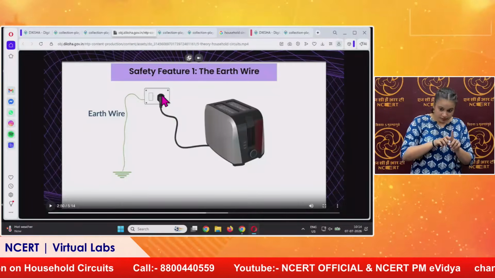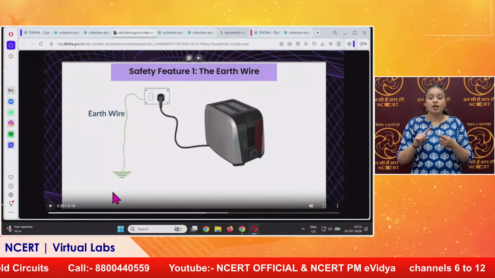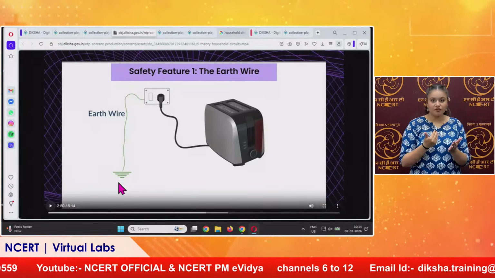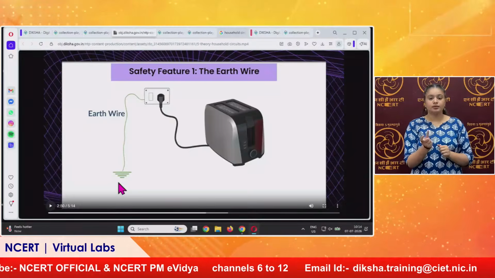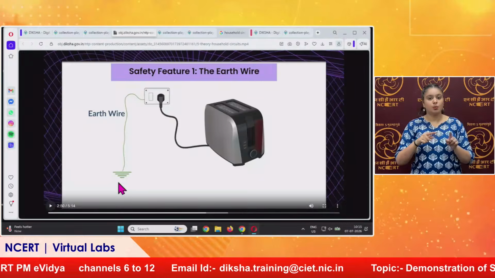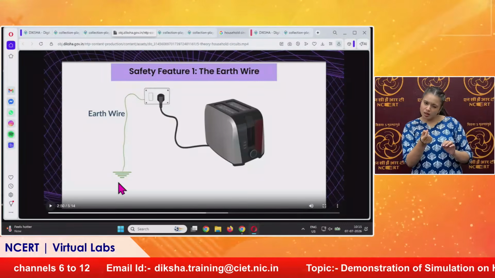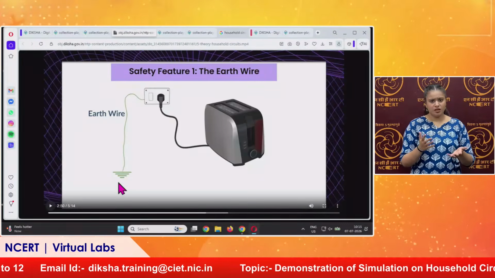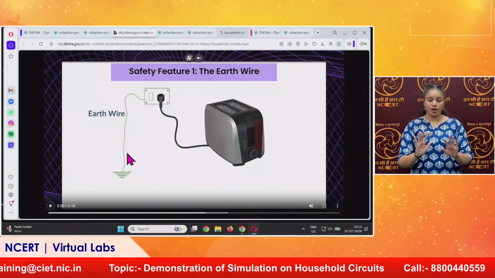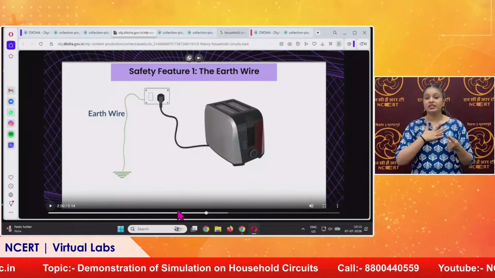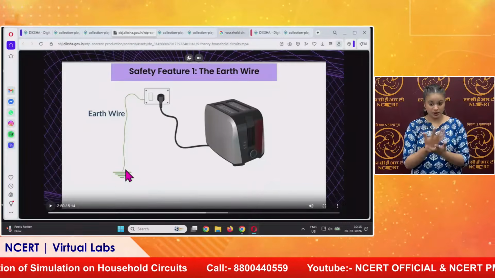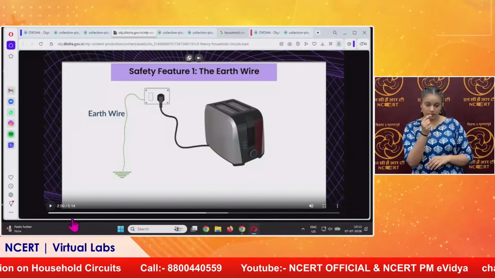Because if this kind of leakage current takes place, the earthing wire is directly connected to the earth, and it gives a safe, low resistance passage to the excess current, and that excess current passes directly to the ground. So you will not get a severe shock, just a minor vibration, but not a 220 voltage shock. That is the advantage of earthing, and we should always buy appliances which have 3-pin earthing.